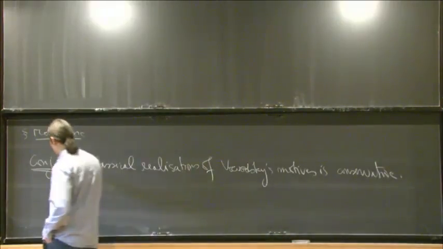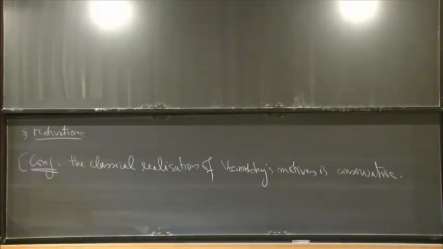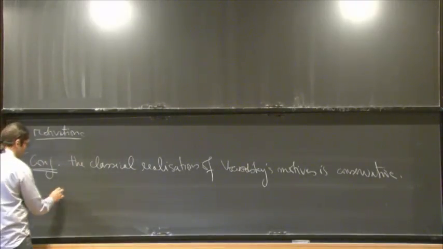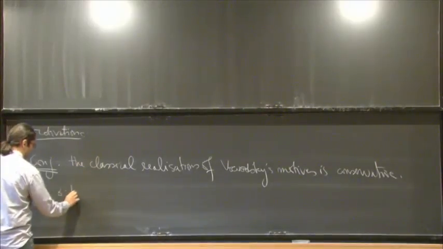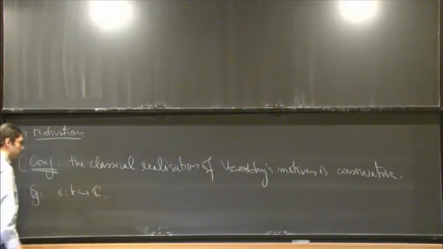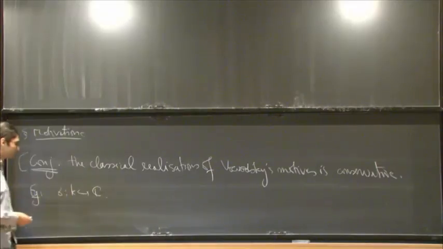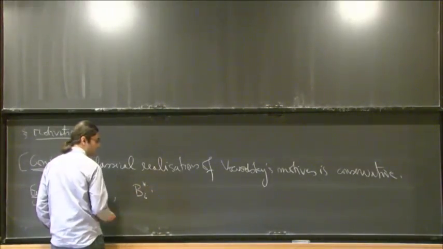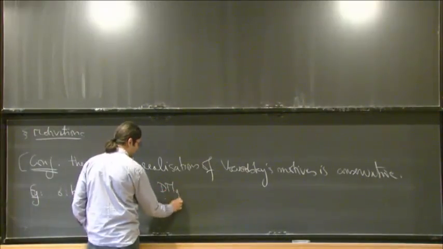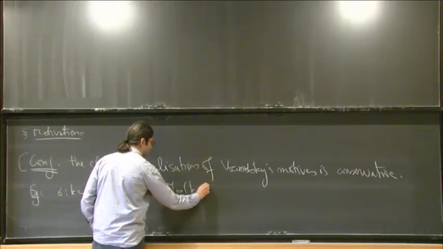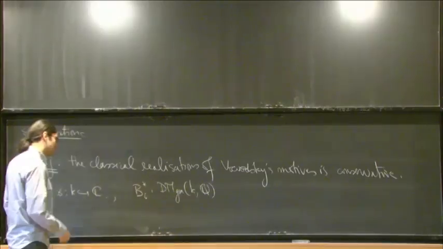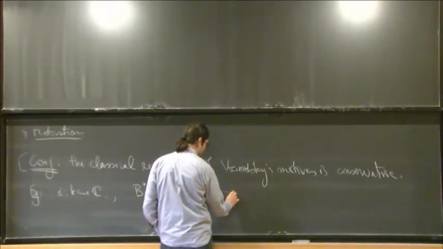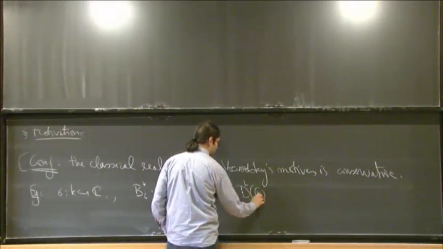And so by conservative, let me maybe give an example. The main example I'm interested in is the case of the Betti realization. When we have an embedding of our base field into the complex numbers, we have a functor going from Voevodsky's motives with rational coefficients into the bounded vector spaces.